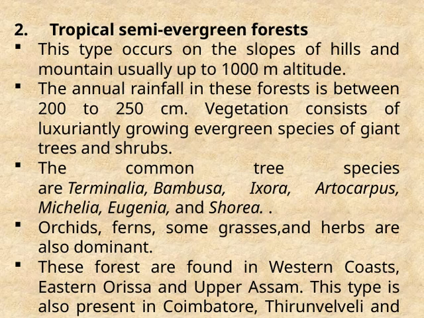You'll find common tree species such as Terminalia, Bambusa, Ixora, Artocarpus, Michelia, Eugenia, and Sharia. These trees form a dense canopy that supports a rich diversity of life. Besides the trees, these forests are also home to orchids, ferns, grasses, and various herbs, making the undergrowth equally vibrant and diverse. Geographically, these forests are primarily found along the western coasts, in eastern Orissa, and in upper Assam. Interestingly, they are also present in some districts of Tamil Nadu, like Coimbatore, Thirunelveli, and Kanyakumari.